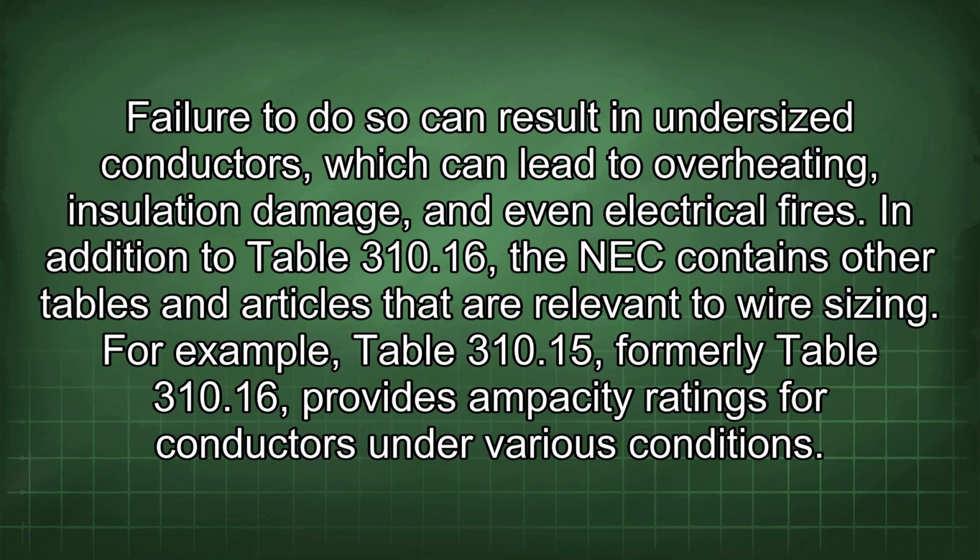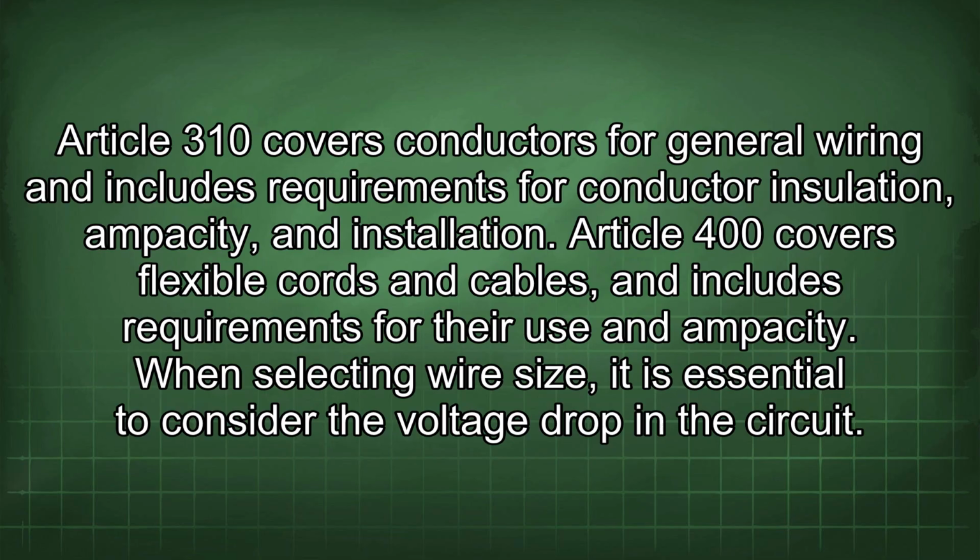In addition to Table 310.16, the NEC contains other tables and articles that are relevant to wire sizing. For example, Table 310.15, formerly Table 310.16, provides ampacity ratings for conductors under various conditions. Article 310 covers conductors for general wiring and includes requirements for conductor insulation, ampacity, and installation. Article 400 covers flexible cords and cables and includes requirements for their use and ampacity.